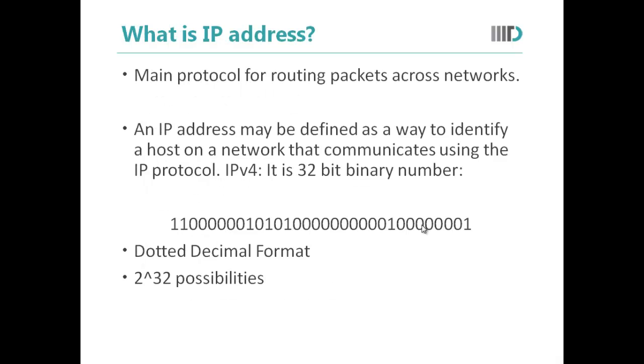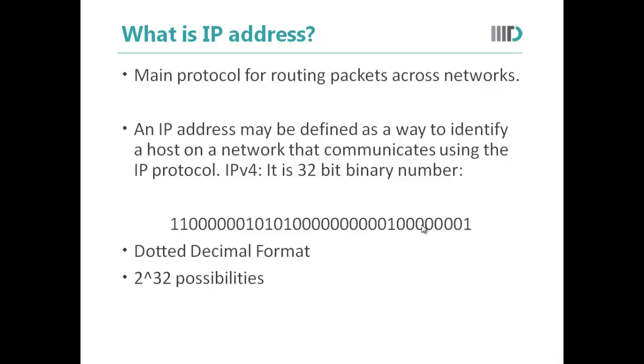So what exactly is an IP address? It's the protocol for routing packets across the network. If I have to send a packet from A to B, I have to know the address of B. In a similar fashion, if I have to send a data packet from node A to node B, I need to know the IP address of node B. An IP address may be defined as a way to identify a host on a network.